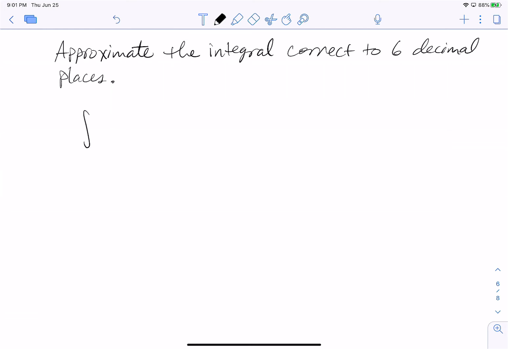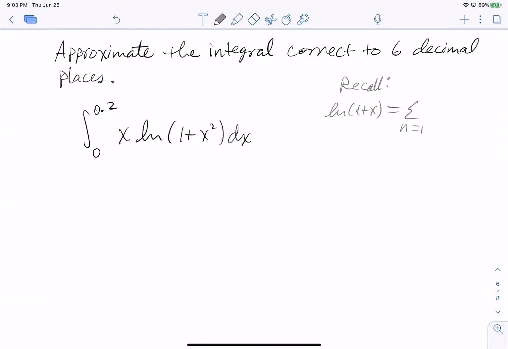Now we're going to approximate the integral from 0 to 0.2 of x times the natural log of 1 plus x squared dx, correct to 6 decimal places. First, let's recall that we can express the natural log of 1 plus x as a power series. It is equal to the sum, as n goes from 1 to infinity, of negative 1 to the n minus 1 times x to the n over n.